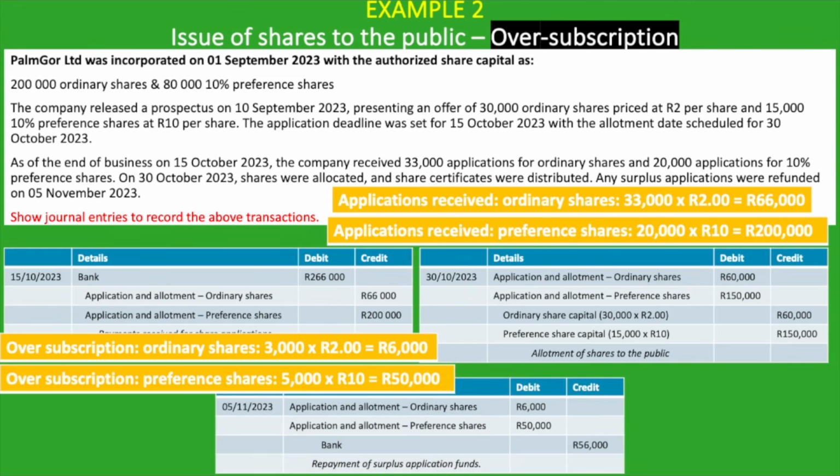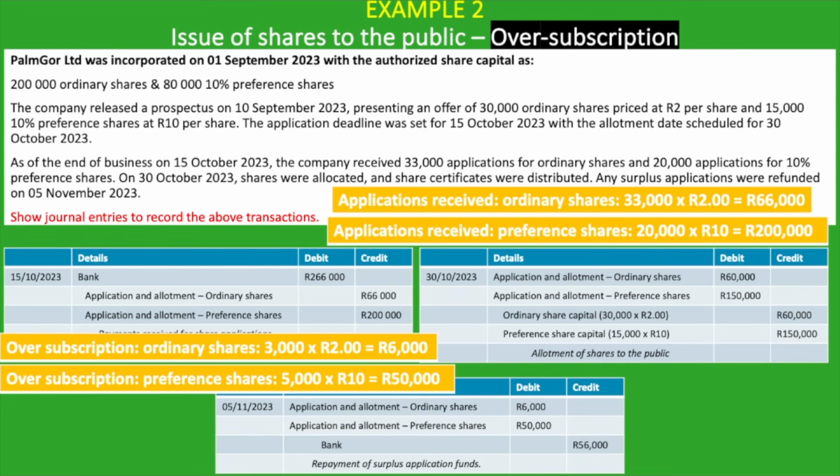And the journal entry is going to look like this. We put down our date, and what is that? That is the 5th of November, because we're told any surplus applications were refunded on the 5th of November 2023. So we put down the date of the refunds, and we debit what I've just mentioned, application allotment for both classes of shares, and we credit bank because money is leaving our bank account. And the narration there is repayment of surplus application funds.